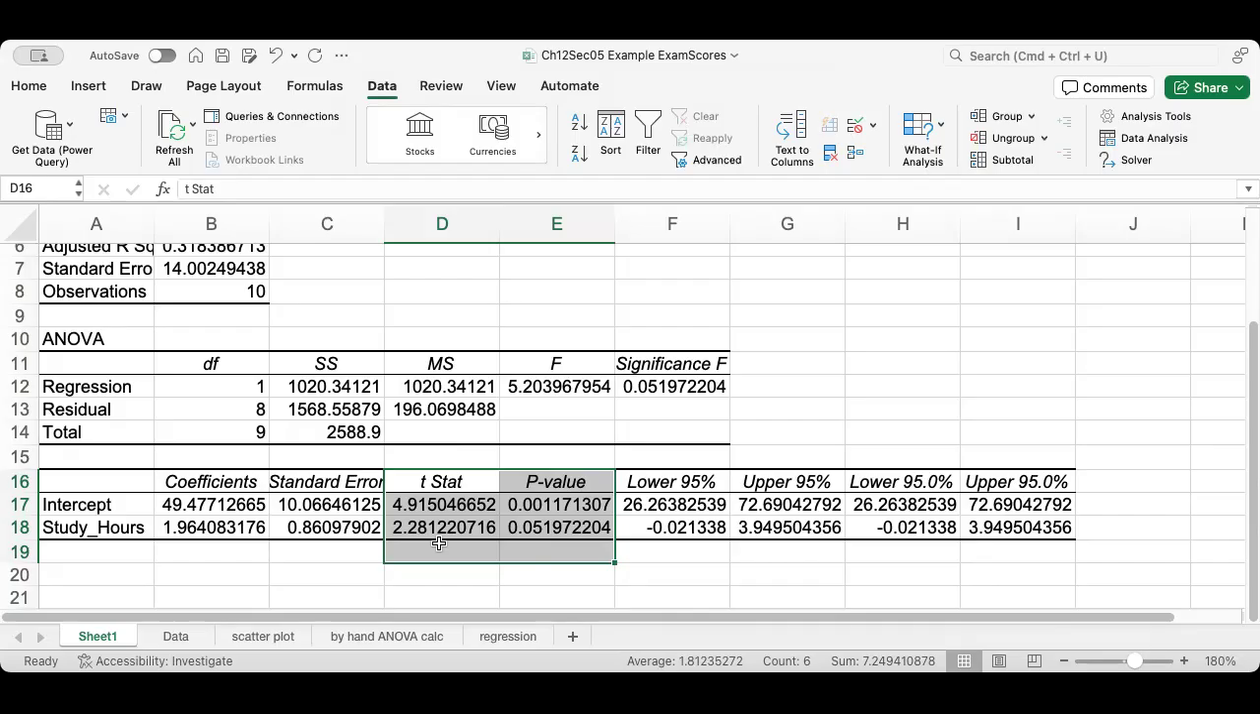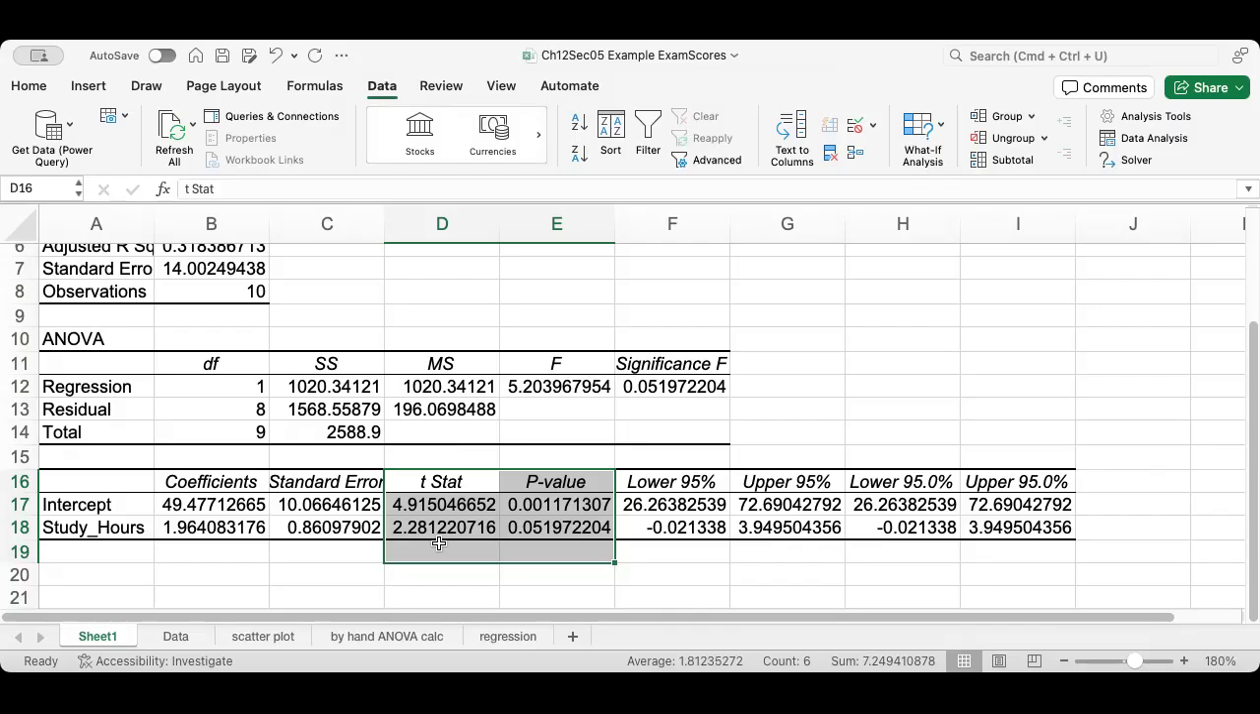Should the intercept be 0? P-value is 0.001. Do I accept or reject the null hypothesis? Reject. Which means I'm absolutely confident that the intercept should be non-zero. Look at the confidence interval. The confidence interval says I'm 95% confident it should be between 26 and 72. That's definitely not including zero.